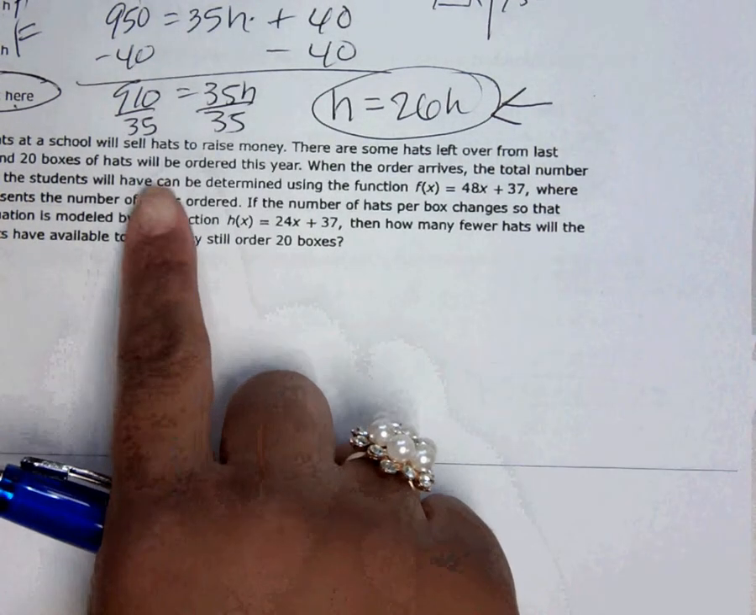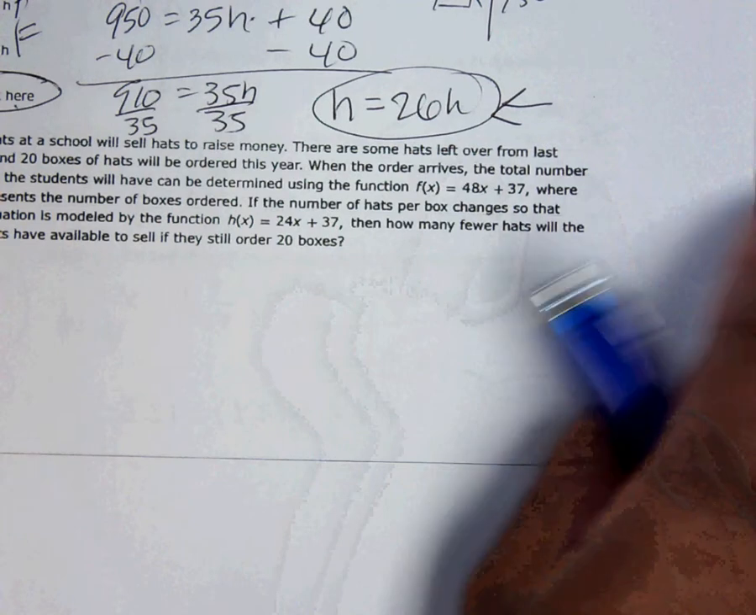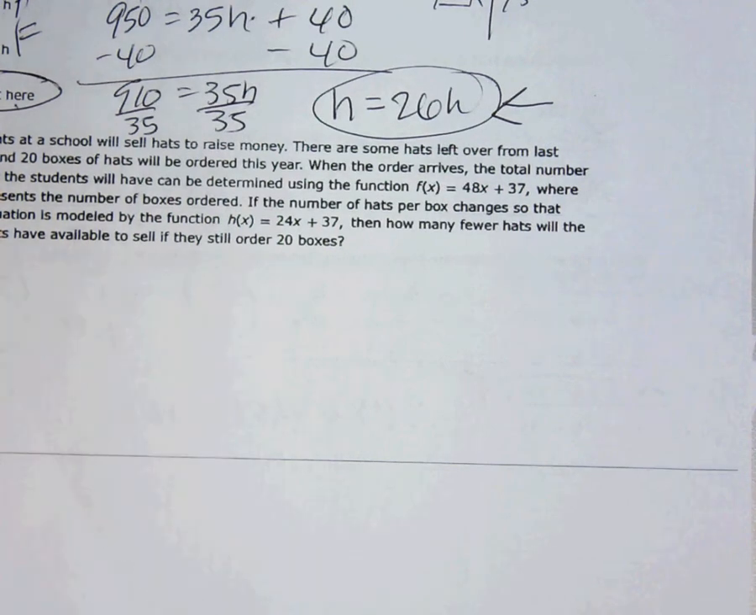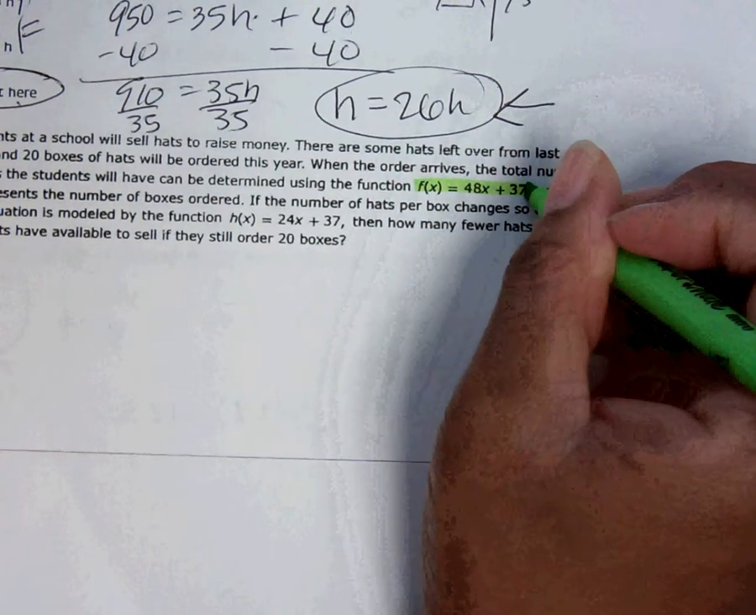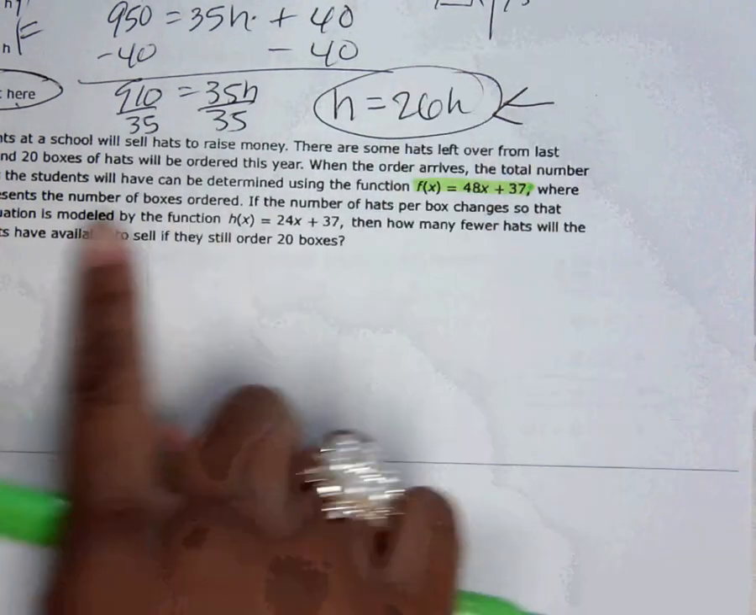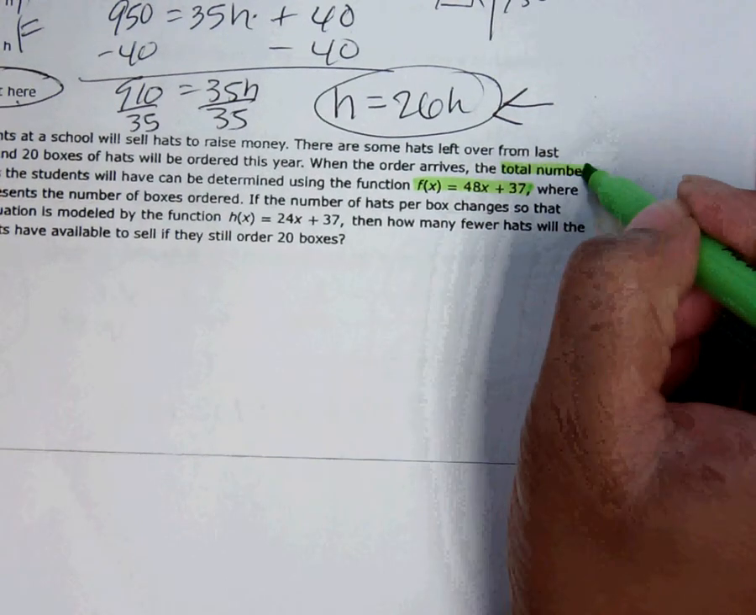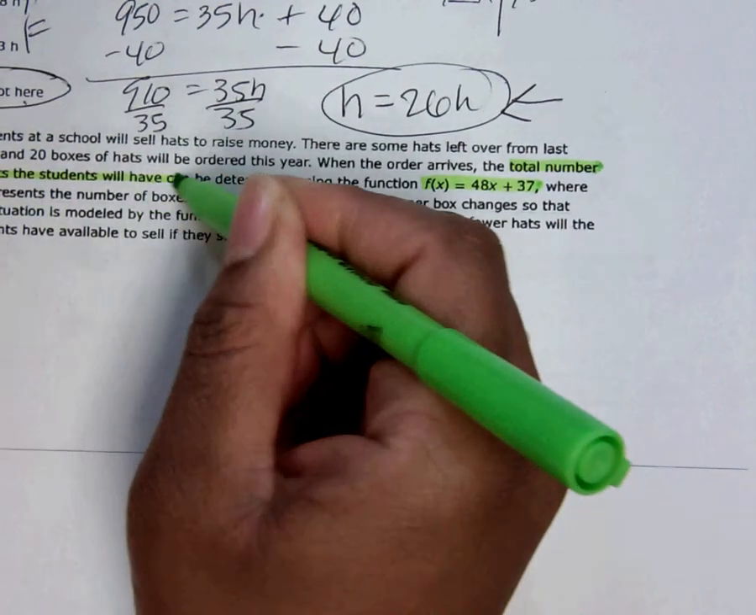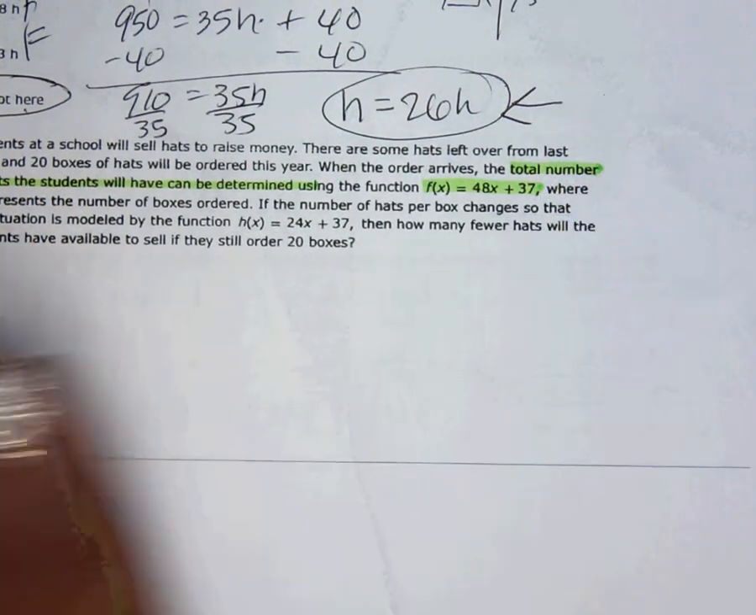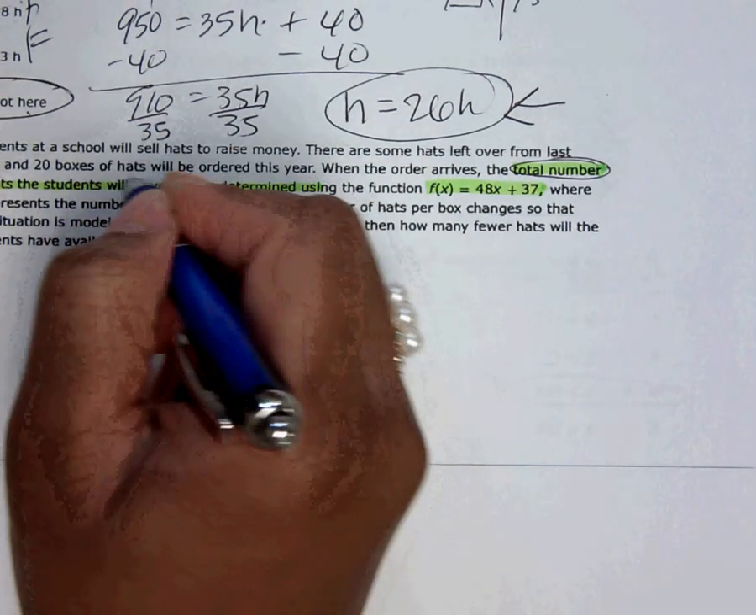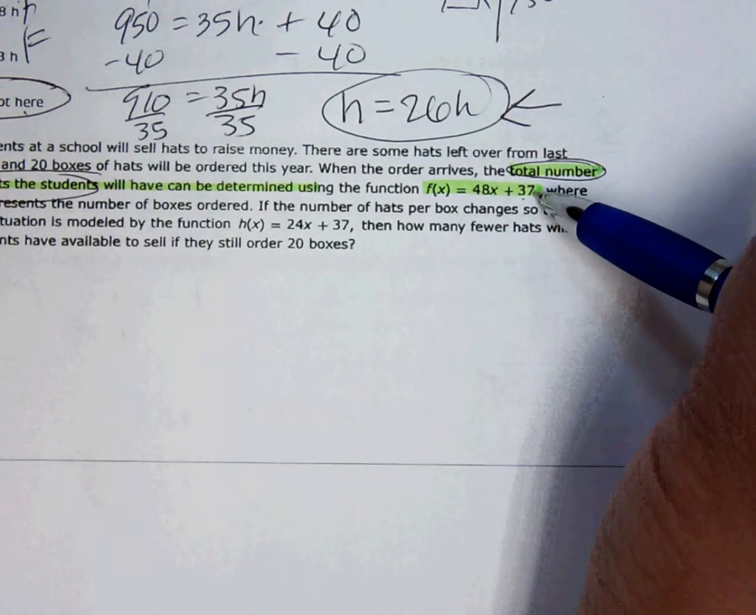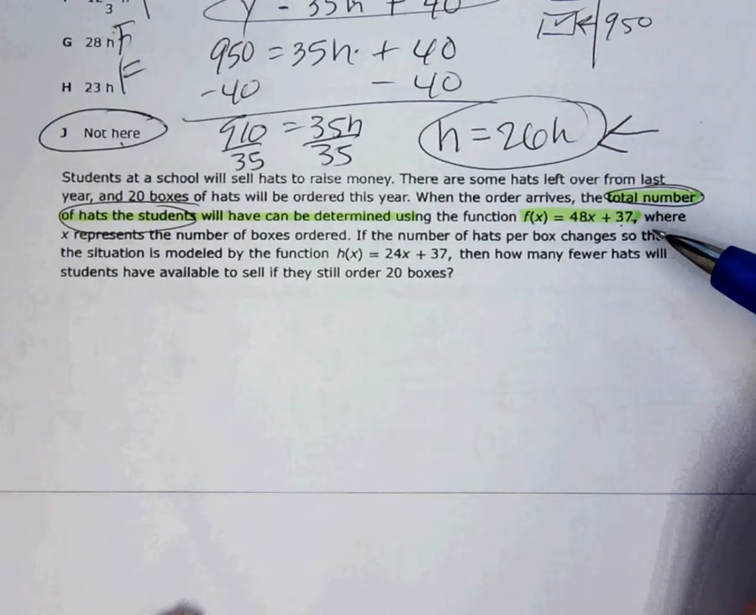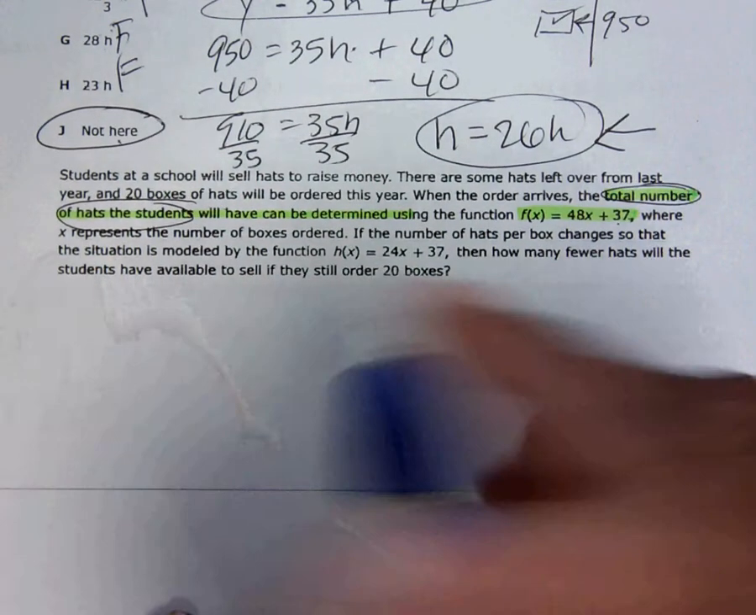Students at a school will sell hats to raise money. There are some hats left over from last year, and 20 boxes of hats will be ordered this year. When the order arrives, the total number of hats the students will have can be determined by using the function f of x equals 48x plus 37. Go back. What does this say? The total number of hats the students will have can be determined. So you mean to tell me the total number of hats that the students will have is this equation? That's important. We need to know that.